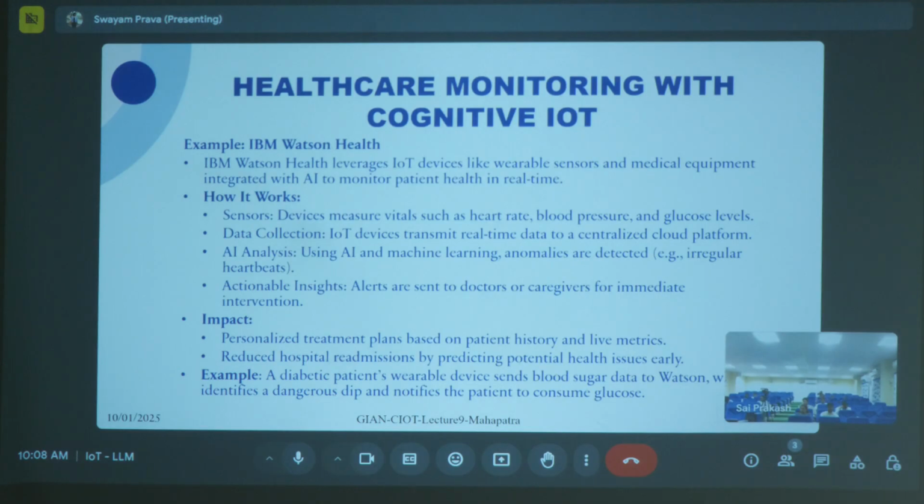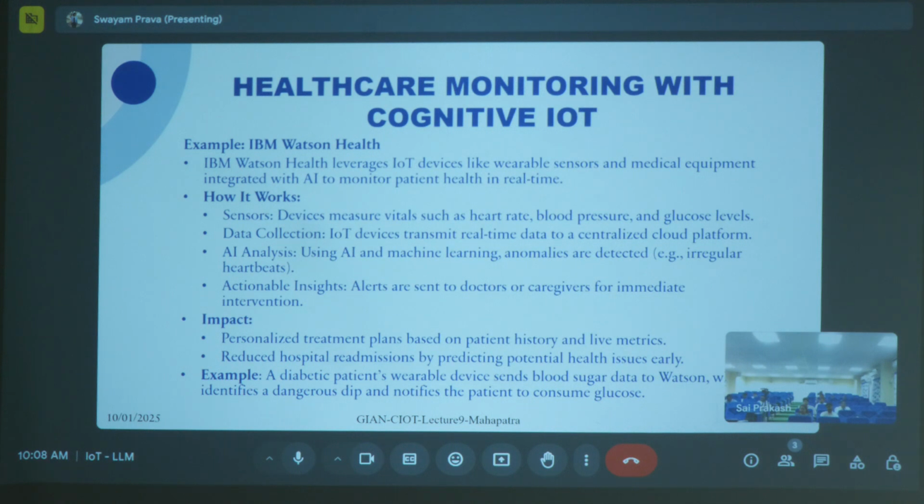Finally, we have the actionable insights. If an anomaly is detected, the system generates alerts that are sent directly to doctors or caregivers. These alerts enable healthcare professionals to intervene quickly, preventing minor issues from escalating into major health emergencies. So it enables personalized treatments, and it significantly reduces hospital readmissions by predicting potential health issues early.